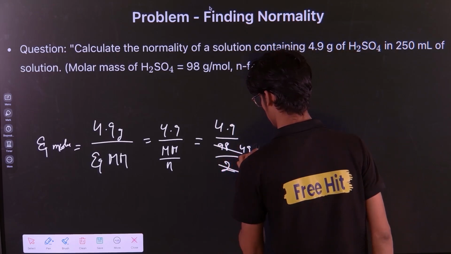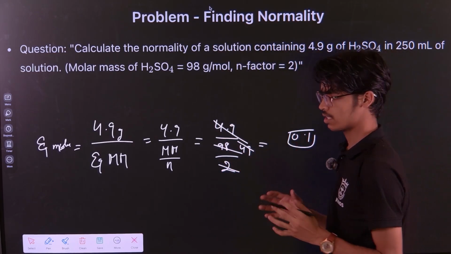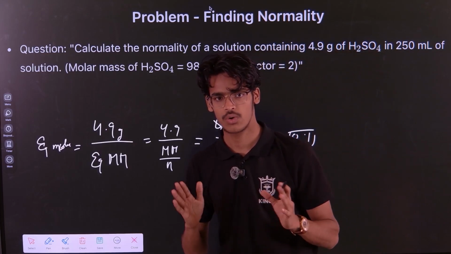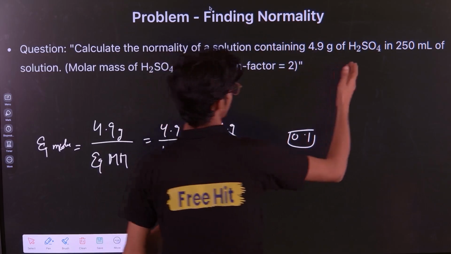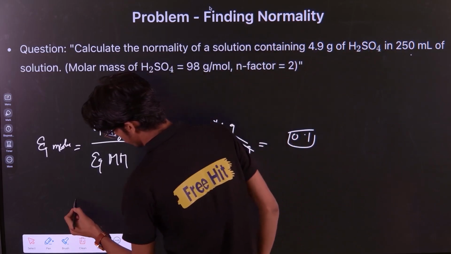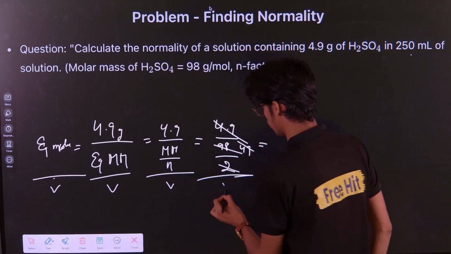This is 49. Okay, see, and this is 0.1. So it means 0.1 equivalent moles. Okay, 0.1 equivalent moles. And what is the volume of the solution? 250. So it means divided by volume.